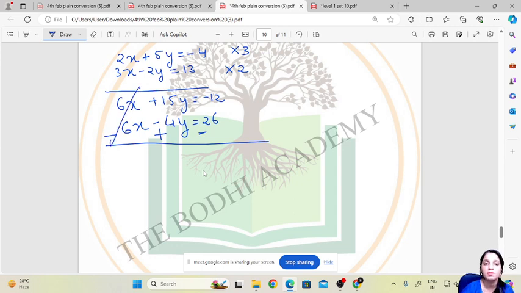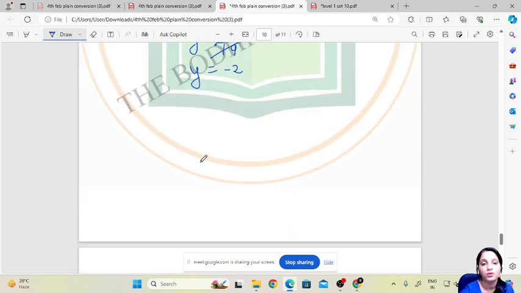This gets cancelled. Plus 15 plus 4 is 19y, and this will be minus 38. y will be equal to minus 38 upon 19, which is y equal to minus 2. Substitute y equal to minus 2 in equation 1.